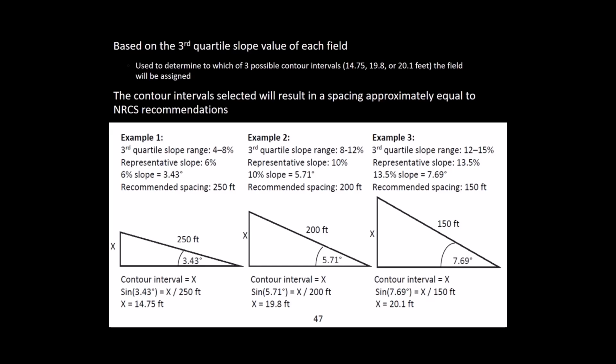By finding the third quartile slope within each field, we determine which possible contour intervals will be applied to that field. There are three options. The contour interval selected will result in a spacing approximately equal to the NRCS recommendations shown before. This slide shows the math that is done to calculate the appropriate spacing for each contour buffer strip.